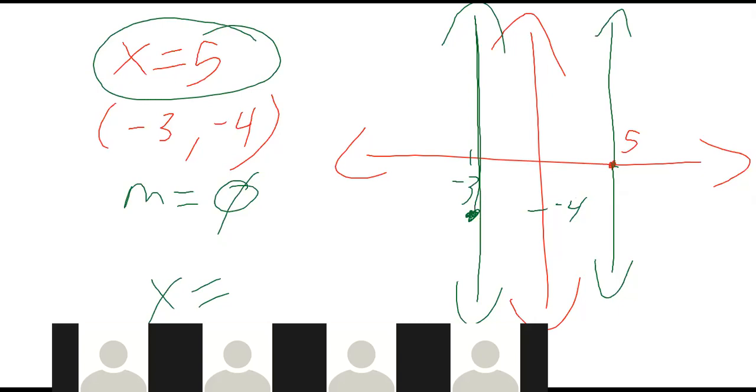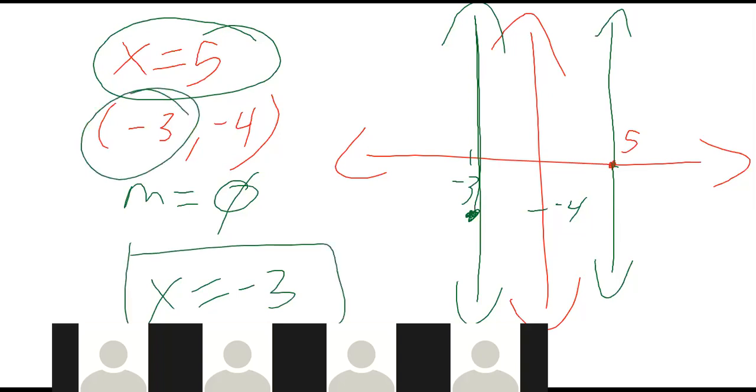-2 maybe? Or -3. But you said, sorry, you said in between them. In between them? Where'd you get that? Nothing, never mind. Keep going.